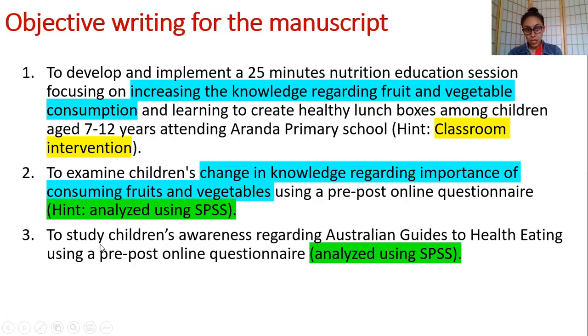Now the third objective is related to section 3 of your questionnaire: to study children's awareness regarding the Australian guides to healthy eating using a pre-post online questionnaire. Over here again, section 3 is related to more awareness, attitudes and practices. So that is related to section 3. Again, a paired sample t-test is there over here.